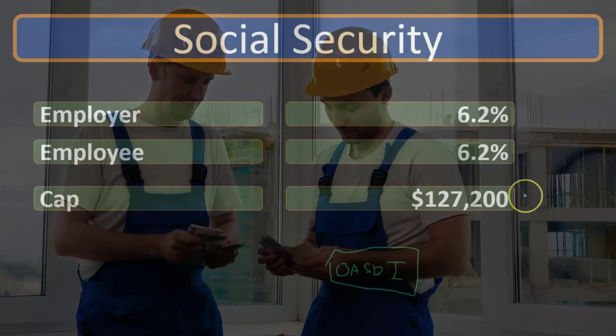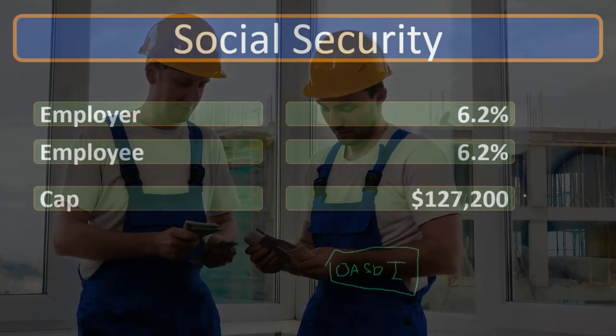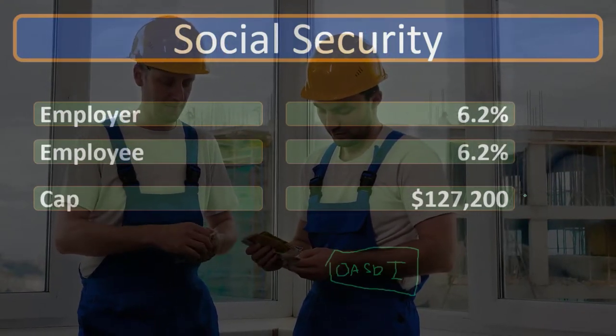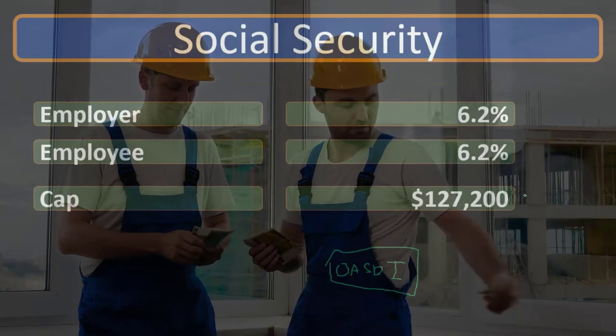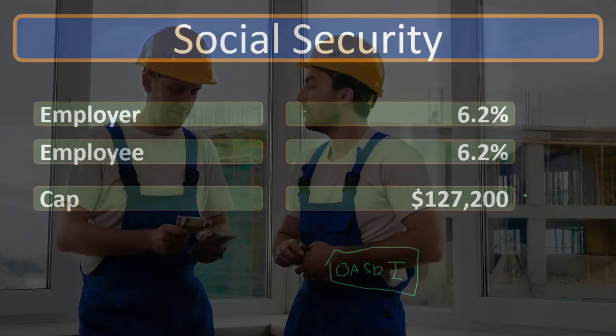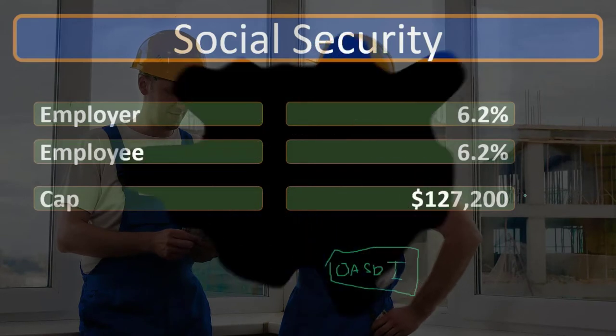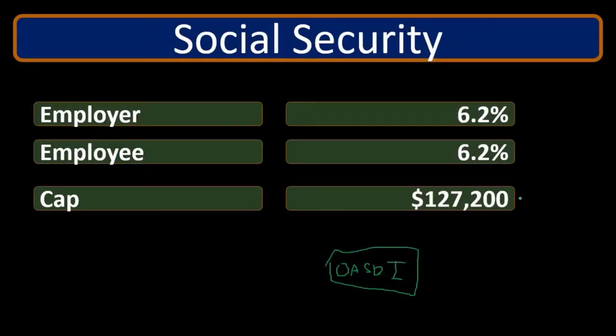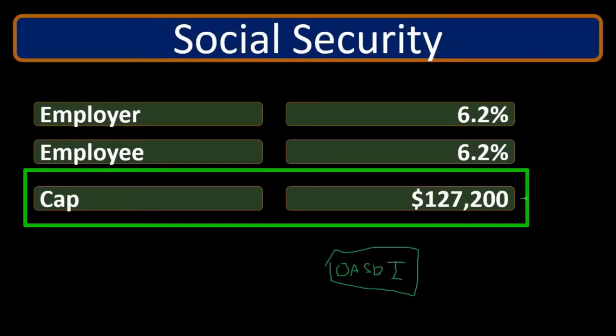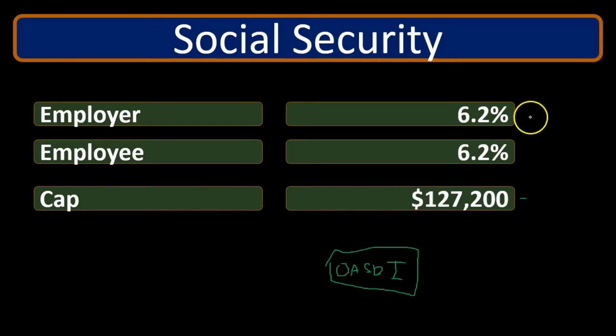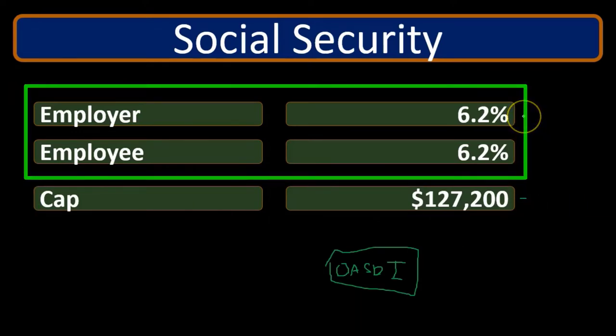Now there is a cap too, and that's going to be currently at $127,200. This could change over time with cost of living and inflation type of adjustments. So we just need to know what the theory is on the cap, so that we make sure we can look that up and apply the proper cap. So first, let's talk about these two components here.